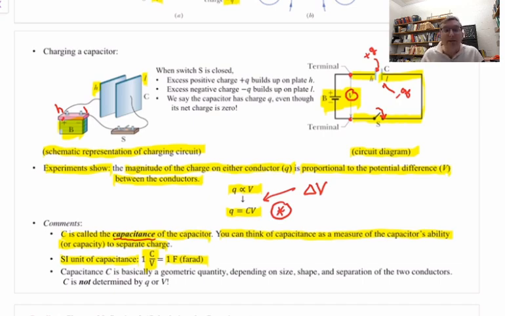An important thing to know about capacitance of any capacitor, that property, capacitance, capital C, it's really just a geometric quantity. It depends on the size, shape, and separation of the two conductors. And even though C is related to Q and V by the equation I marked with the star, here's a very important point to note. The capacitance of a capacitor is not determined by the Q or the V. The capacitance of the capacitor is determined by size, shape, and separation of the two conductors.